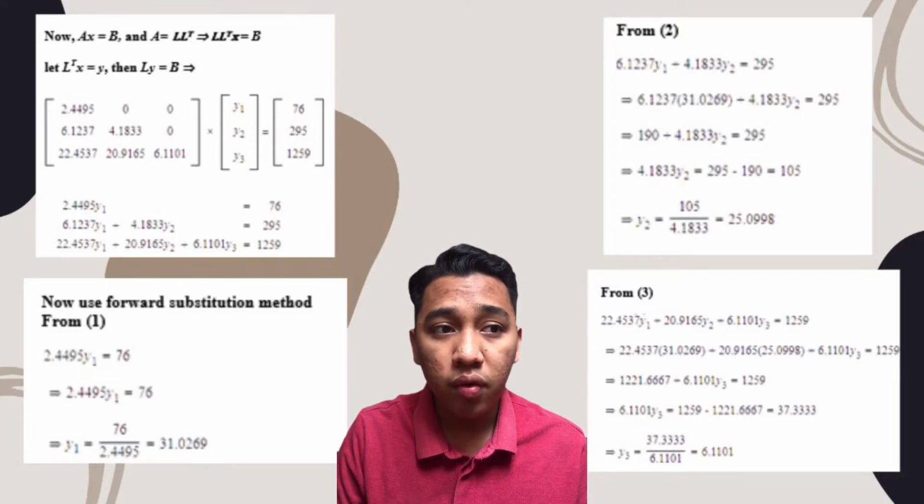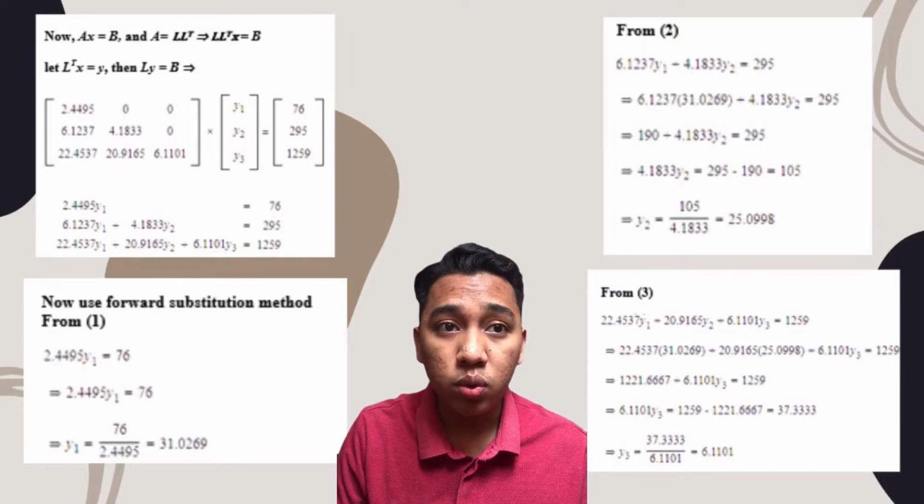From equation 1, 2.4495y1 equal to 76, so y1 equal to 31.0296. From equation 2, 6.1237y1 minus 4.1833y2 equal to 295, so y2 equal to 25.0998. Lastly, from equation 3, 22.4537y1 minus 20.9165y2 minus 6.1101y3 equal to 1259, so y3 equal to 6.1101.